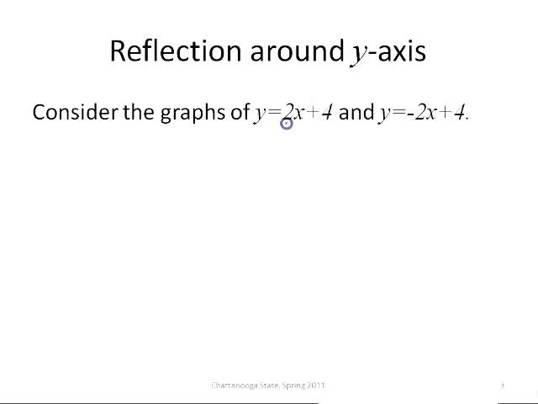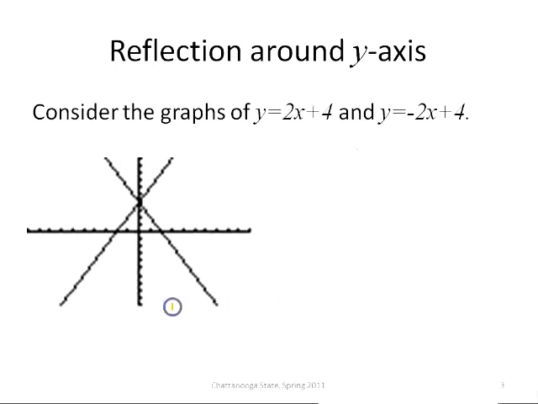Let's look at the graph of y equals 2x plus 4 and y equals negative 2x plus 4. When we look at these equations first, notice that the only thing different about the equation is the sign in front of the x. So what we have here is our x in this equation has been replaced with a negative x, which gives us the negative 2x plus 4. So let's look at our graphs.